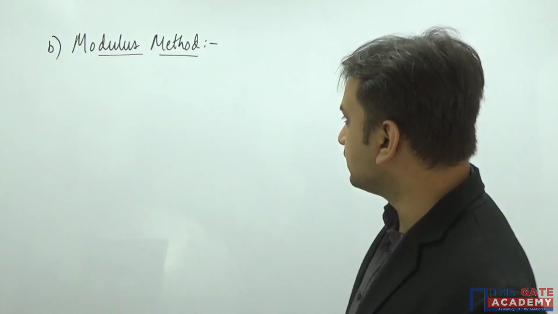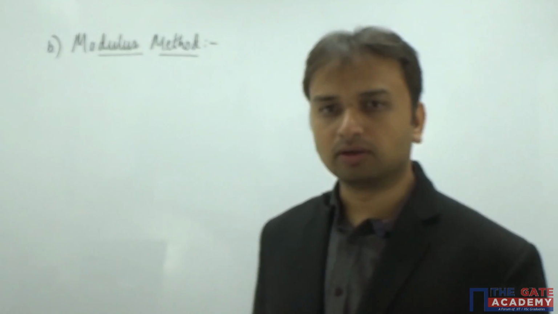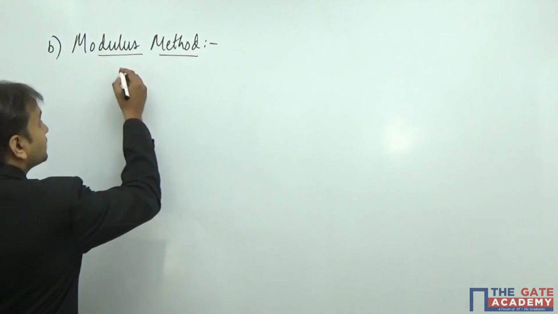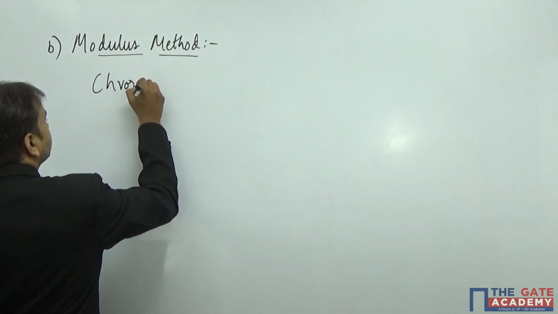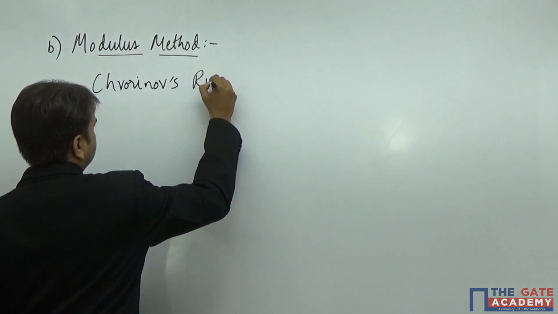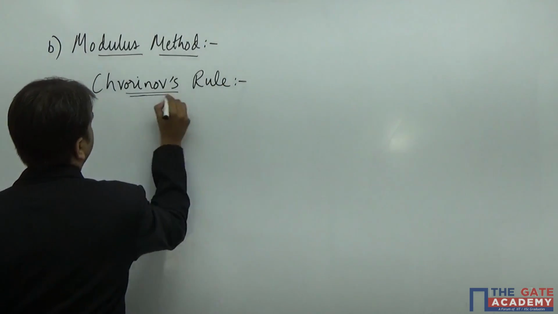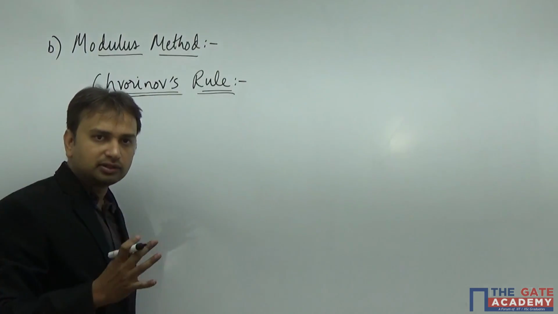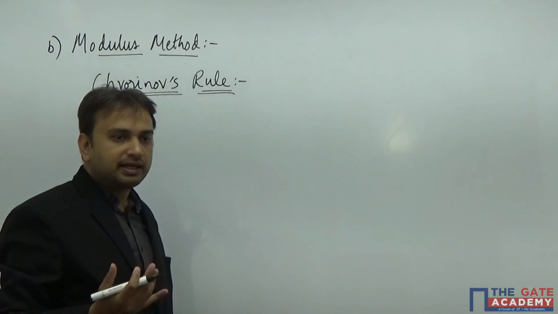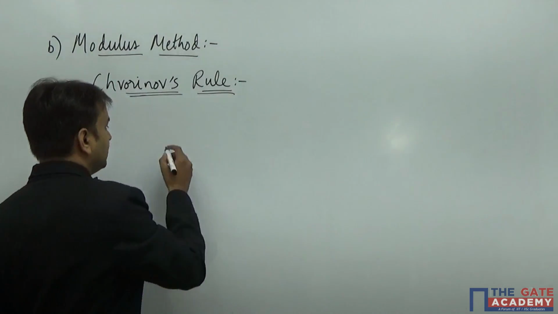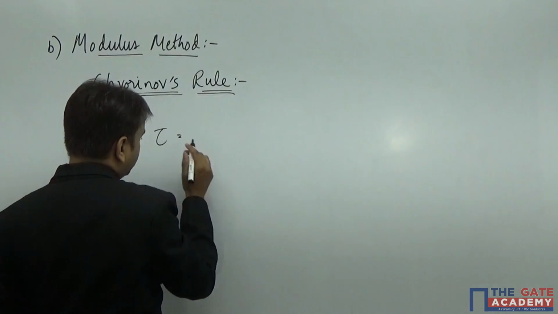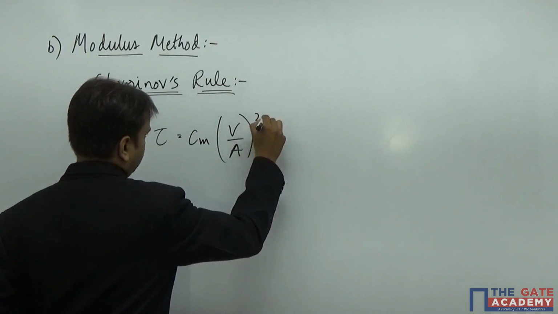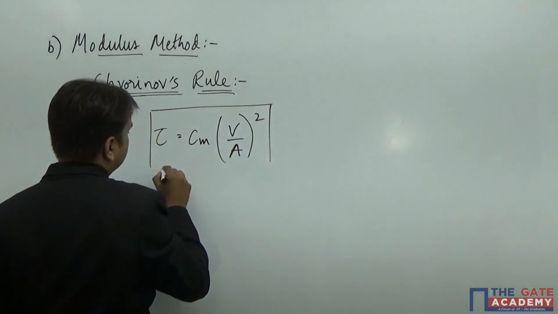Okay, and it is based on one law or rule that was given by Chvorinov. It is known as Chvorinov's rule. Chvorinov was an engineer, and he studied the solidification of the molten metal, and he gave that the solidification time, the time taken by anything to solidify, depends upon these things. He said that the solidification time depends upon Cm and the V by A ratio, like this.